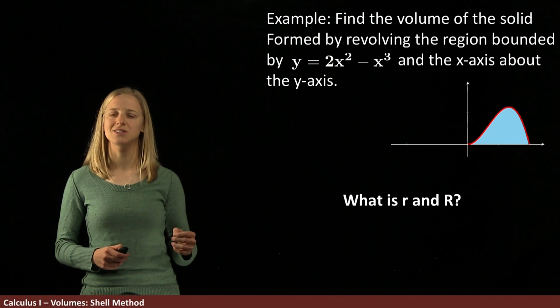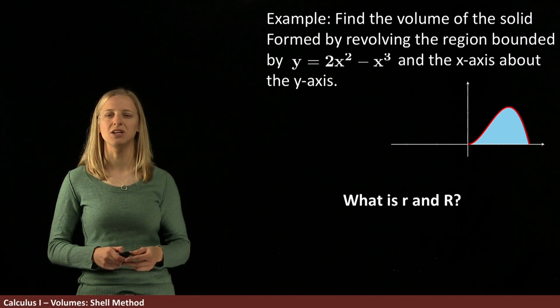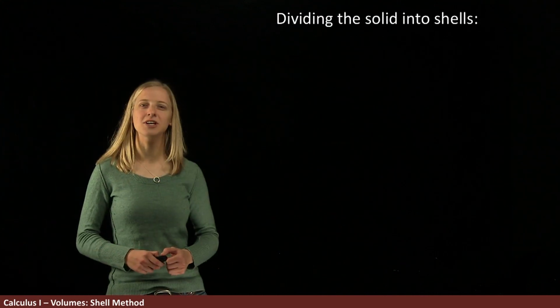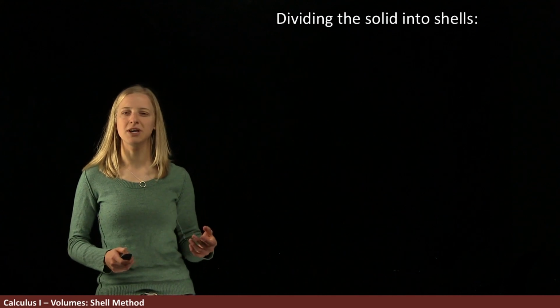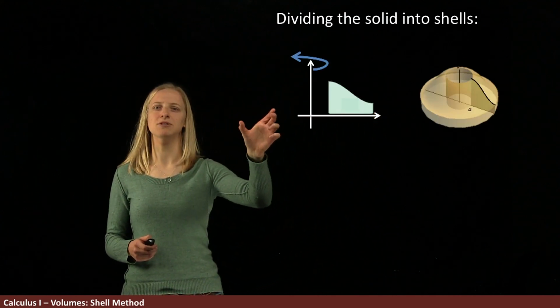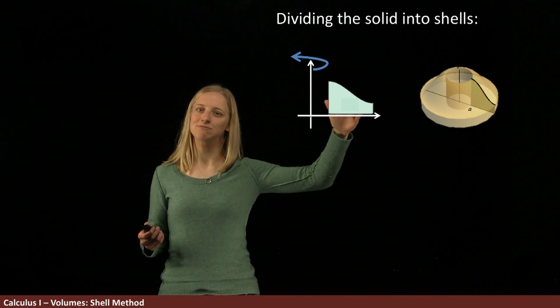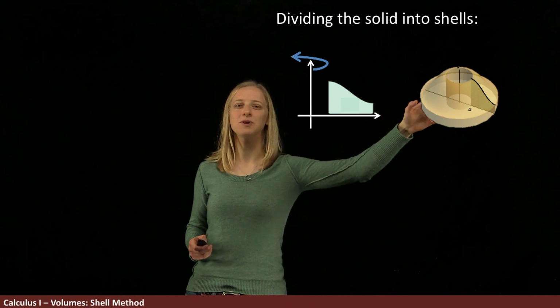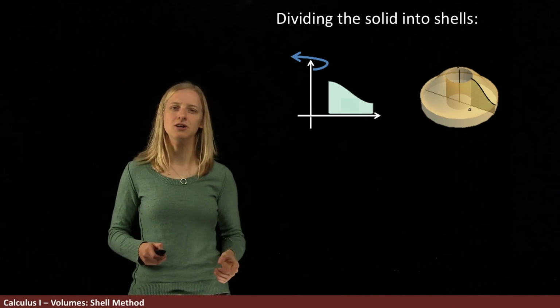So what we're going to do instead is look at a different type of cross-section, and that's going to be shells. Now when it comes to shells, a good image to have in your head is a paper towel. With the paper towel, you have multiple cylinders. So consider this region revolved around the y-axis, like a paper towel roll that's kind of cut off. And so what we have are multiple cylinders throughout the whole paper towel roll.